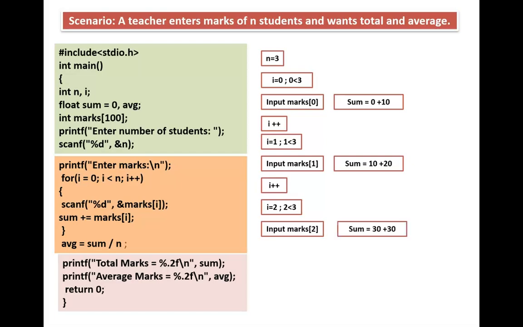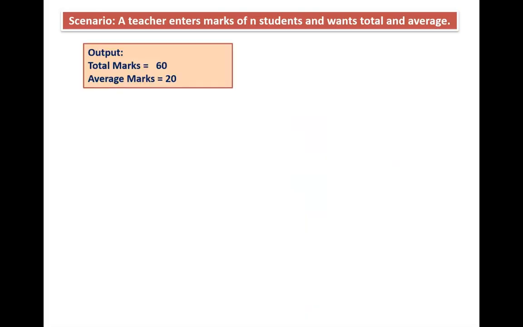Input marks[2]. Sum becomes sum plus marks[2]. If marks[2] is 30, sum becomes 30 plus 30. i gets incremented, i value becomes 3. 3 is not less than 3 and the loop ends. So finally, what will be the output? The output will be total marks equal to 60, average marks equal to 20.